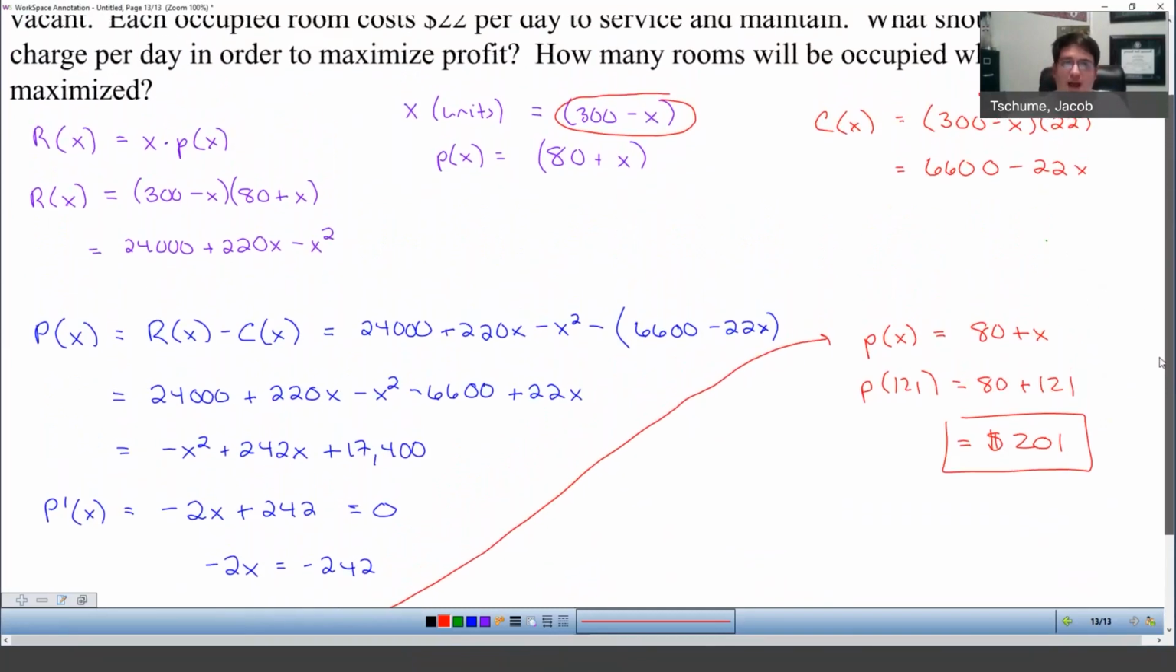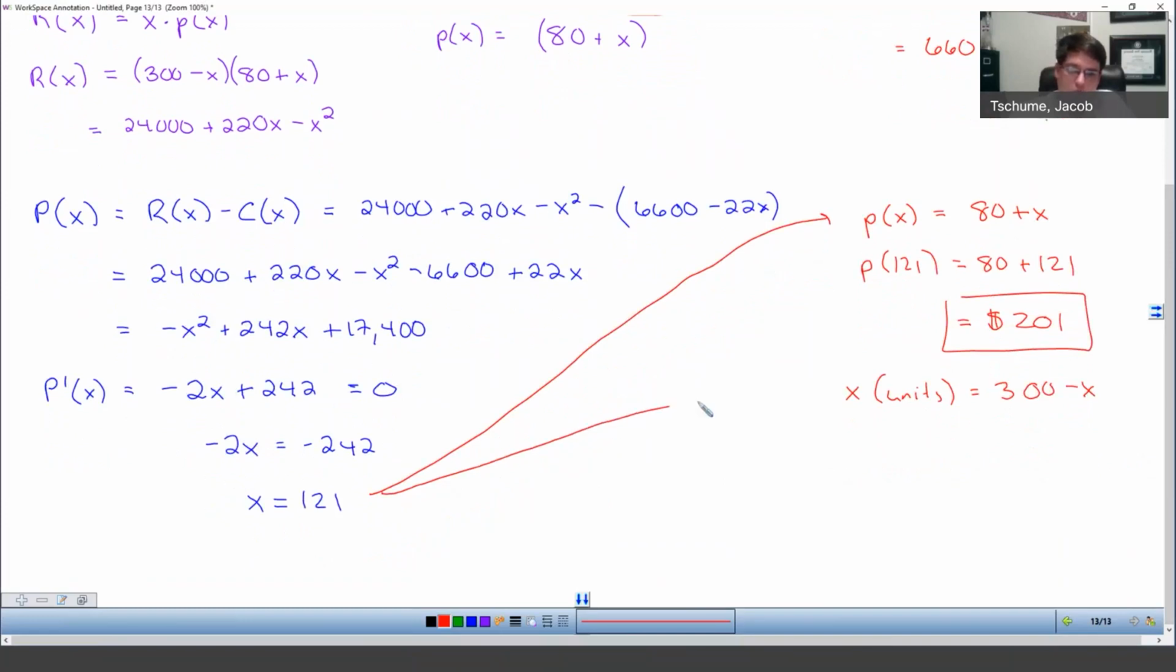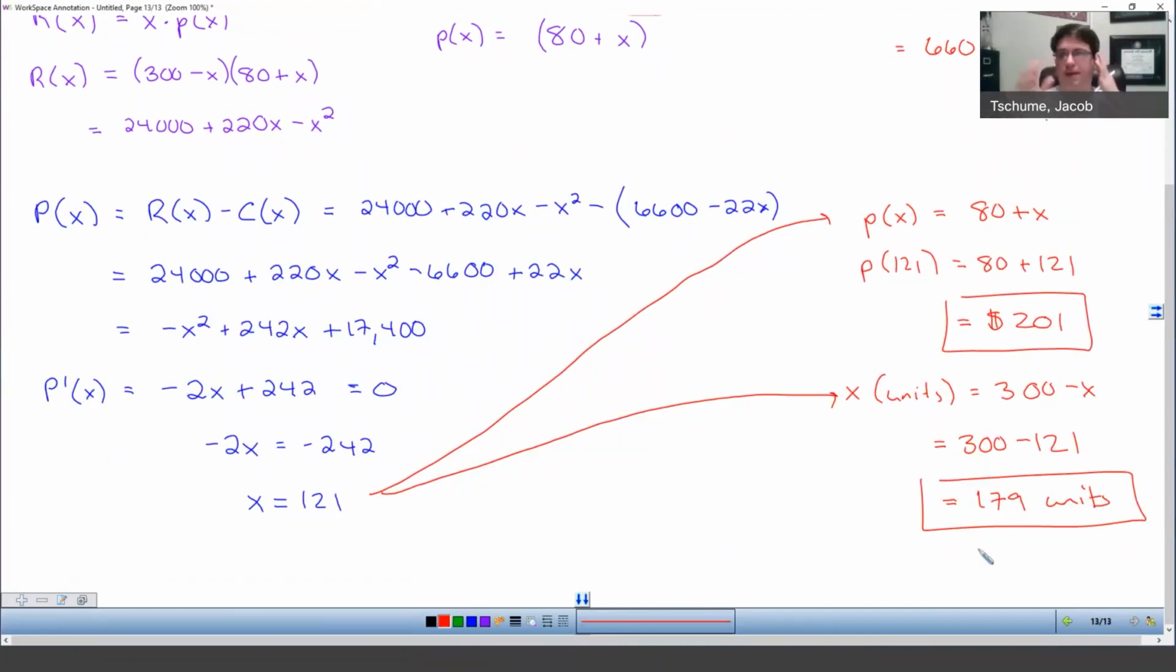The last question is, how many rooms will then be occupied when the profit is maximized? Well, that's the units. So X, which is your units, is solved to be 300 minus X. So I'm going to take this same 121 and now plug it into my units function. So 300 minus 121 means that I'm going to end up, not money, sorry, it's not a money problem. You're going to end up having, it looks like 179 units occupied.